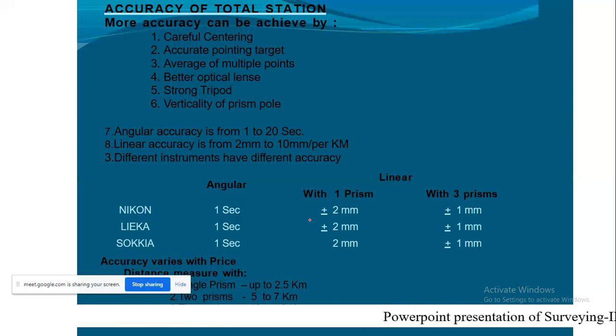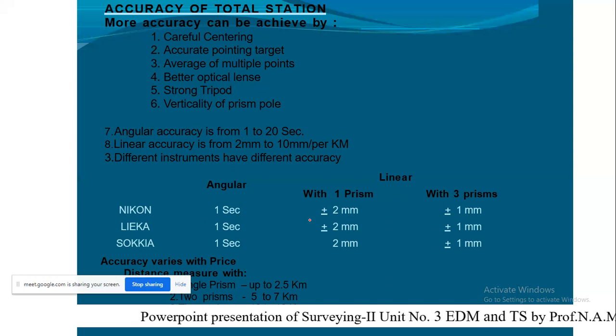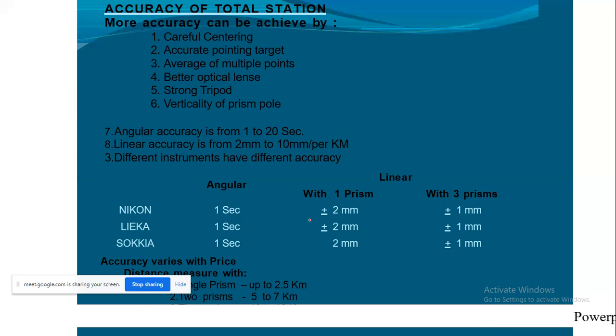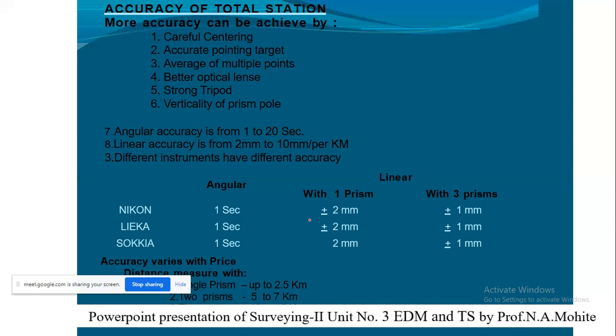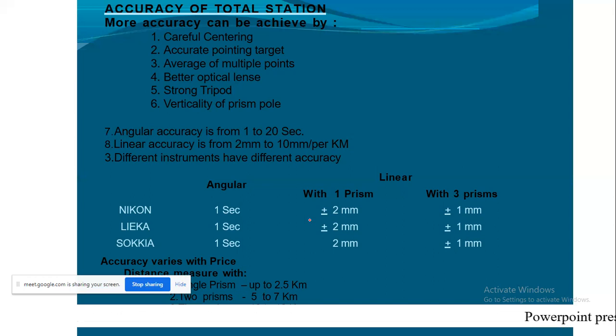Basically, the total station comes with or without prism. Some of the total stations don't require any kind of prism. They can directly give the result by bisecting any object. If you want the horizontal distance, in that case you can make use of that instrument. But it is better to use the prism in order to maintain the accuracy.